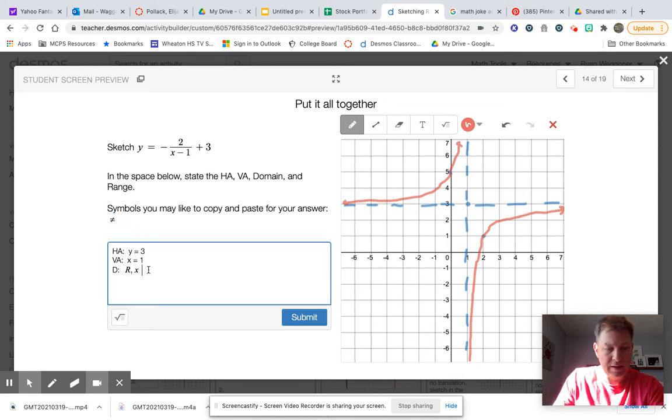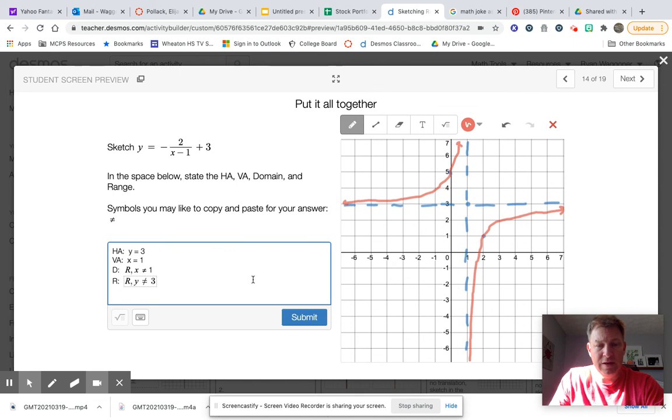I'm going to copy and paste. And the last thing was range. And again, my range will be all real numbers except for the horizontal asymptote value of 3. And so that is the answer to slide 14.